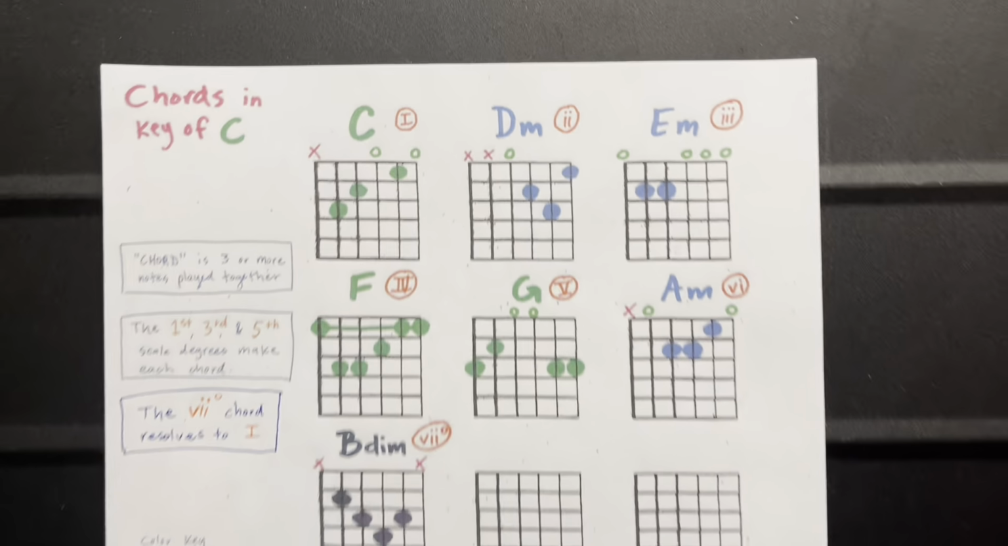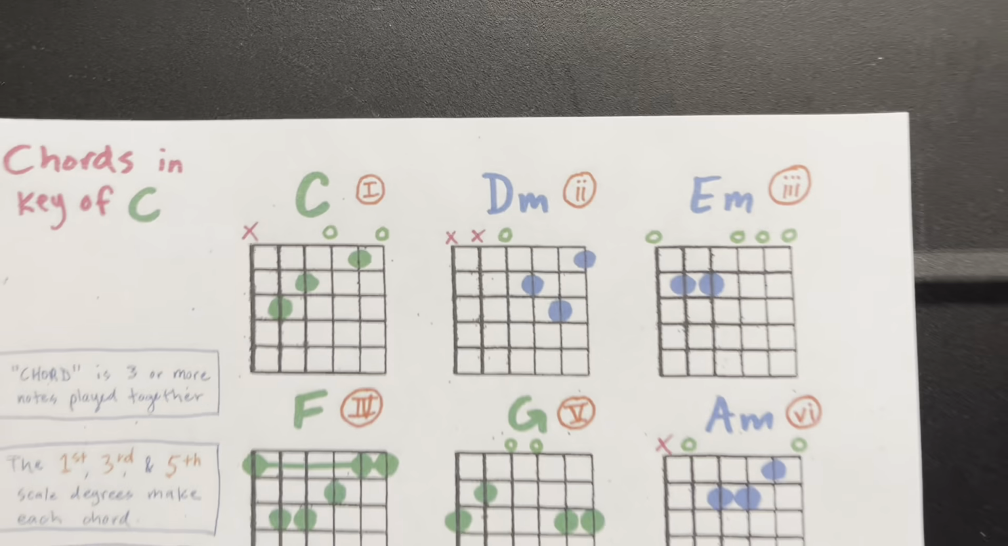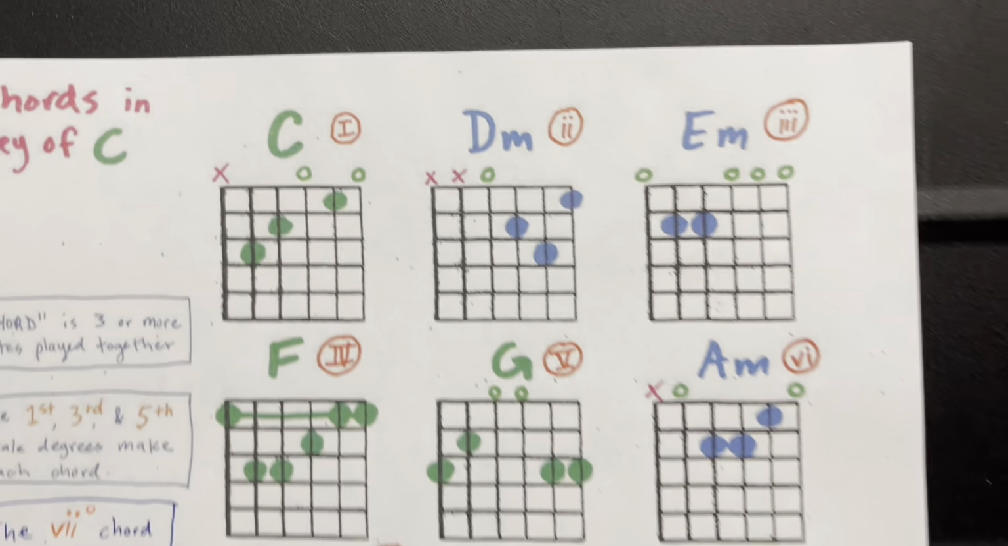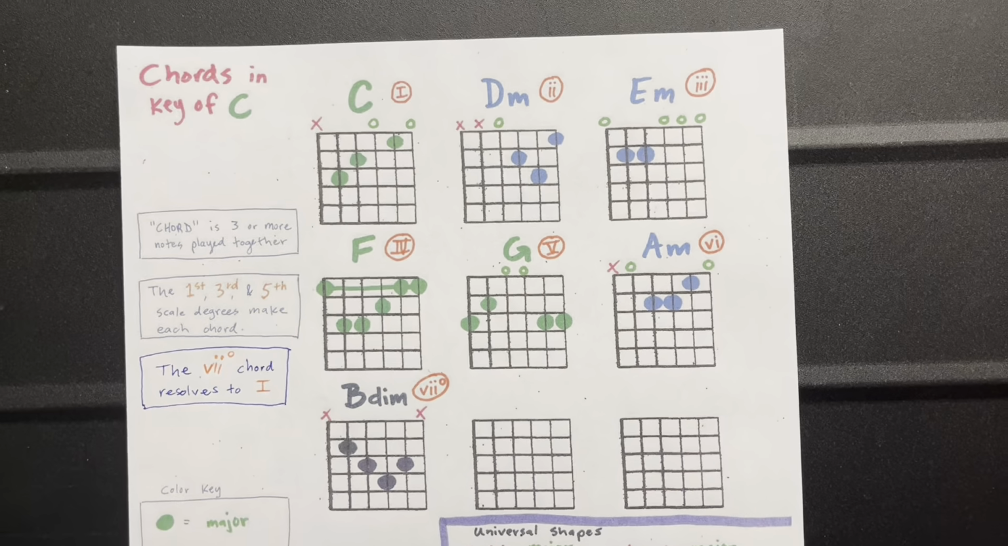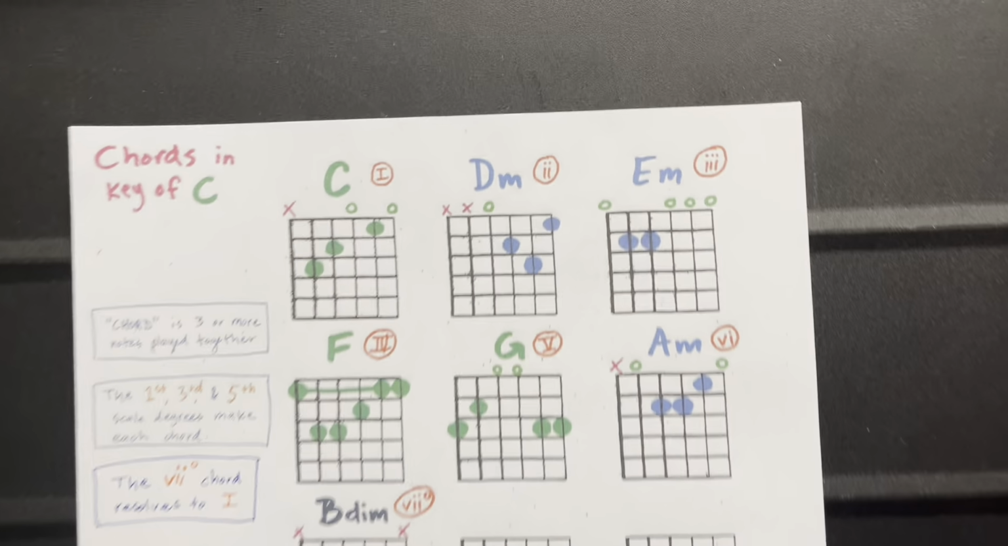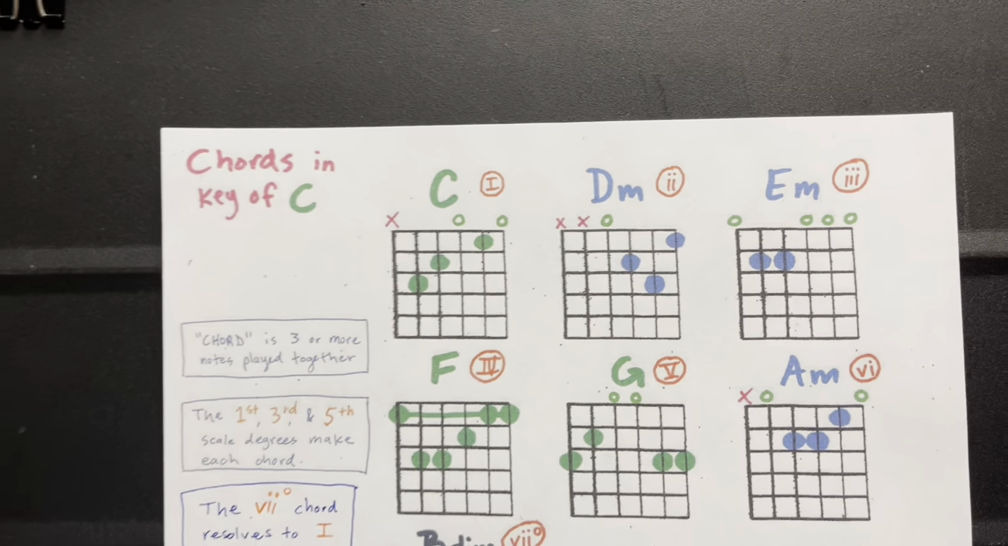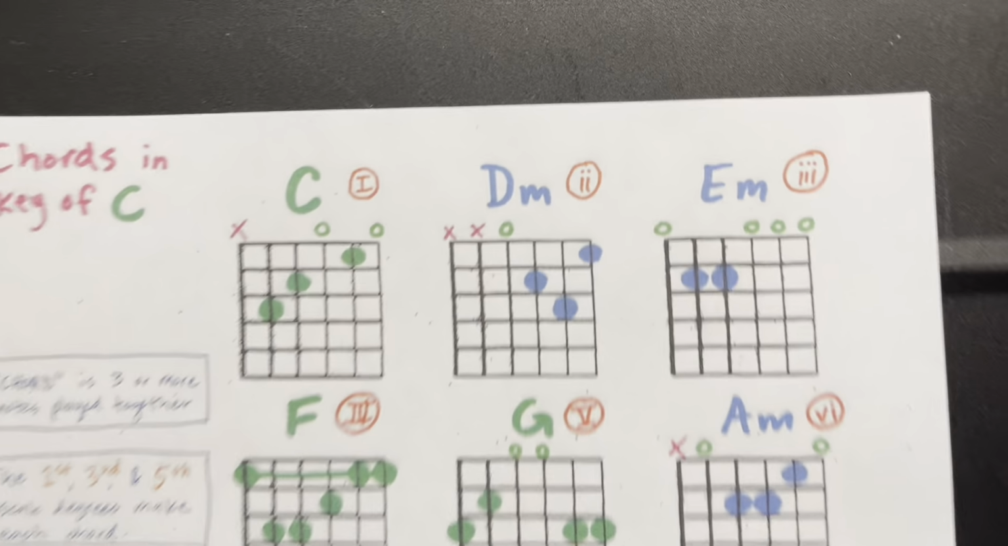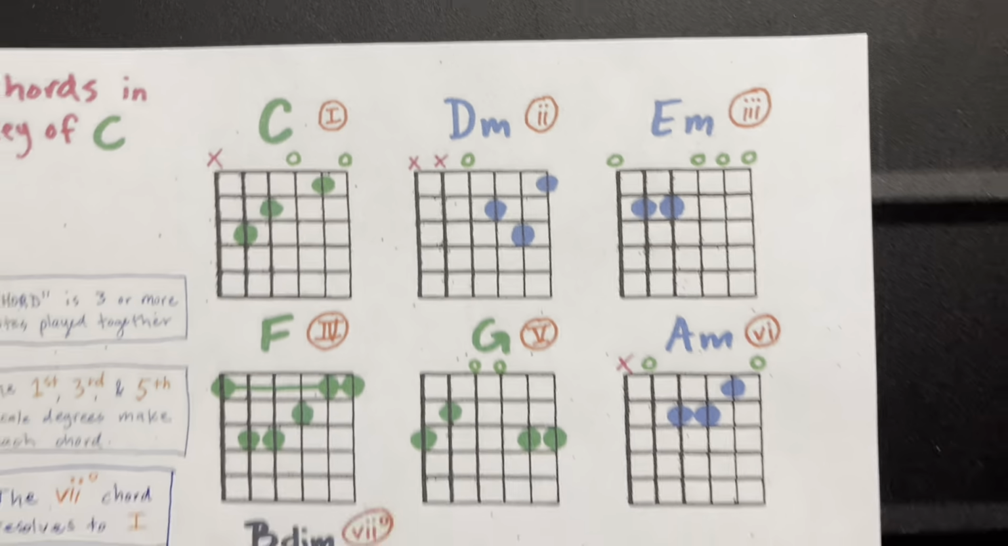You're going to want to study this and memorize it. The Roman numerals for each key are exactly the same. That's why they're Roman numerals. Because if they were the letters, then it would confuse, it wouldn't work. So the Roman numerals are going to be the same for every key.